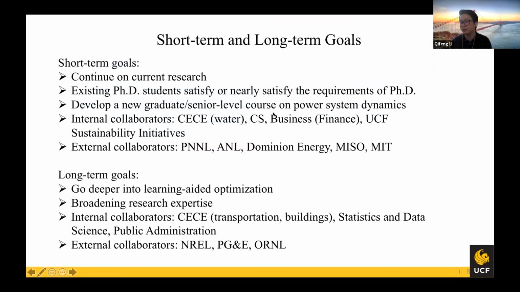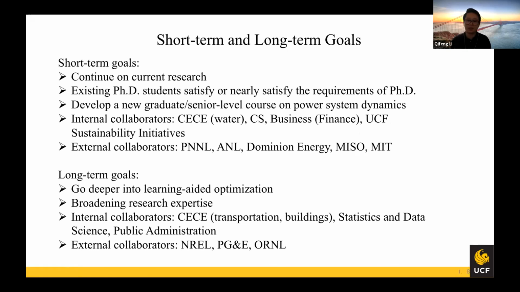As for the future, I'm going to continue, for the near term, my current research and current collaborators. From a long-term perspective, I'm going to go deeper into a new research domain called learning-aided optimization.